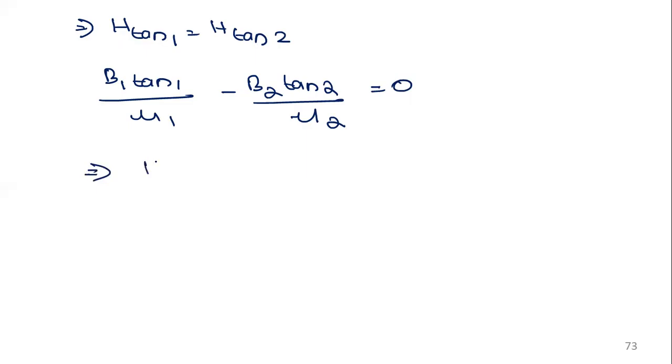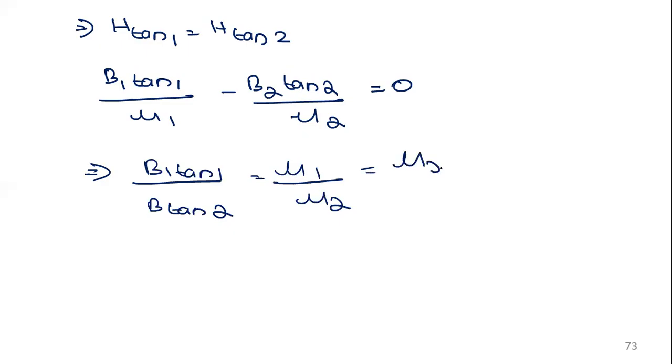Therefore, B1 tan 1 divided by B2 tan 2 is equal to mu1 by mu2. This is the equation that we studied in that class, and that can again be equal to mu r1 by mu r2 depending upon the medium. And also one more equation we can derive.